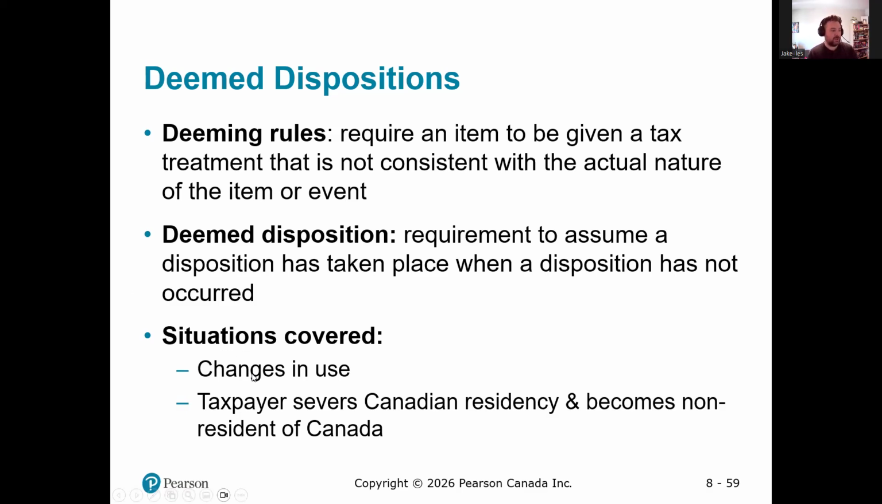Situations include changes in use, or if a taxpayer severs their residency and becomes a non-resident. The principal residence exemption is only available to Canadian residents. So if I still own my house, but I break my residency and move to another country, I'll declare a deemed disposition and use the principal residence exemption while I'm a resident. Now any gain after that while I'm living abroad will be recognized as taxable income, taxable capital gains.